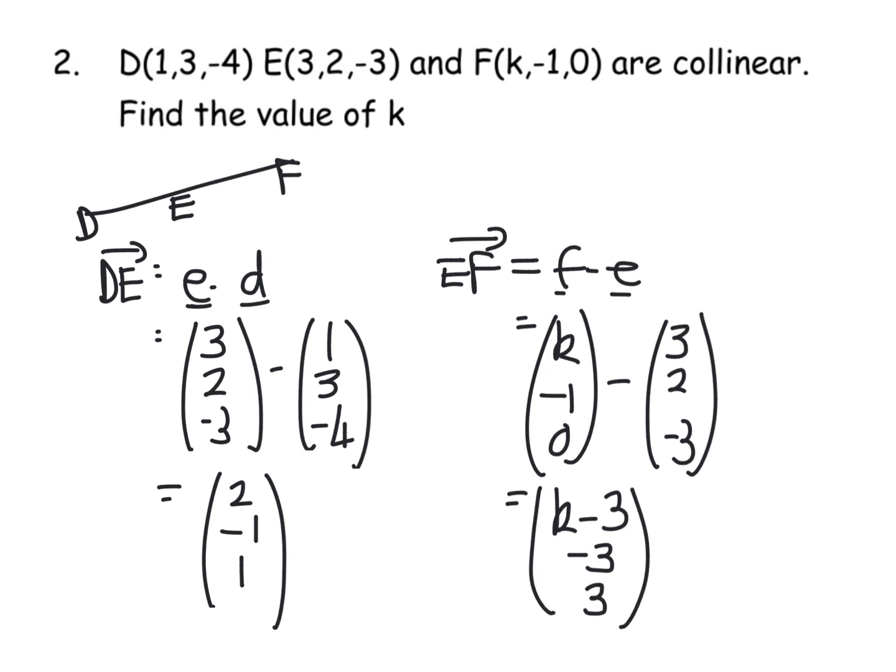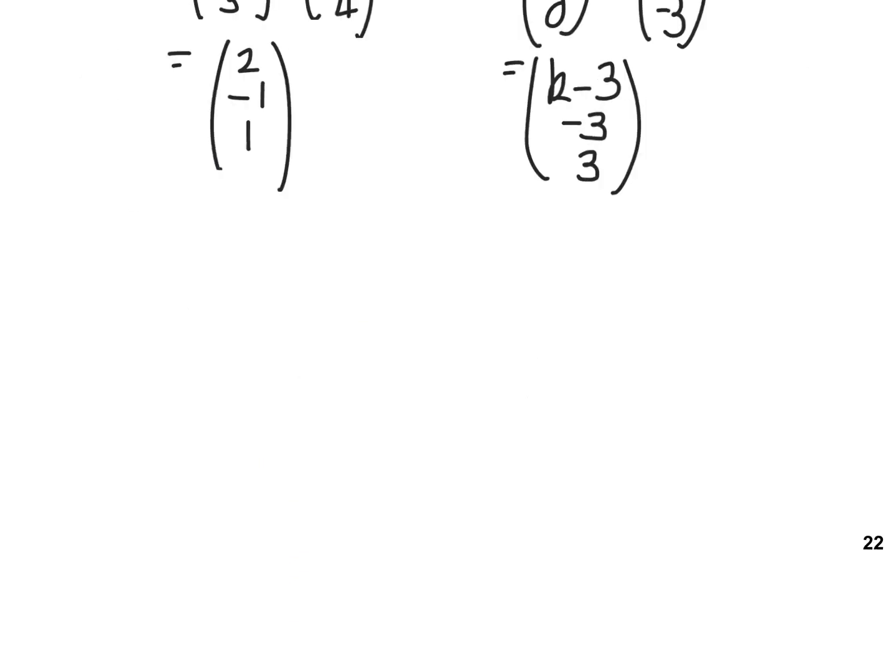Okay, now here comes the tricky bit. Because we were told these were collinear, we know they're multiples of the same vector. Now disregard the top line for a second. Can you see that the one on the right hand side looks like it's going to be triple that one over there? Yeah. So what we can say is that the vector on the right is 3 times the vector on the left. So 3 of this vector would be equal to this vector.